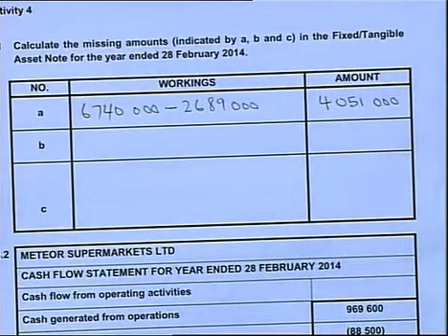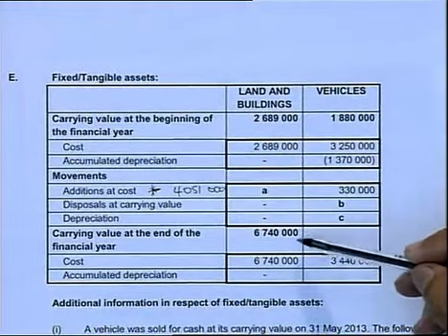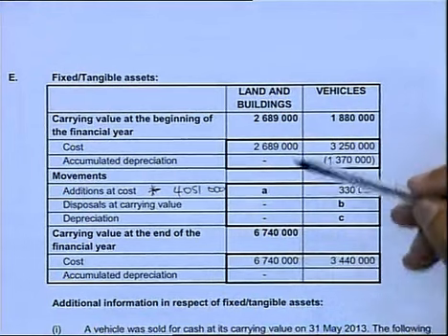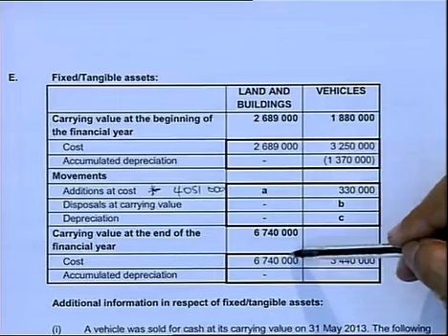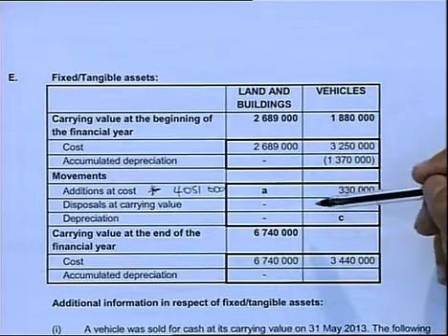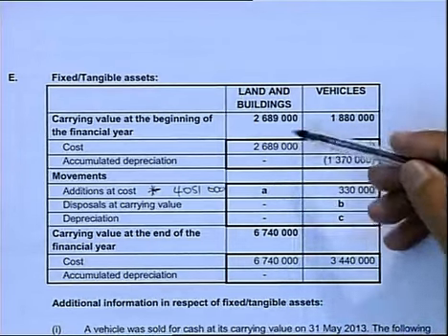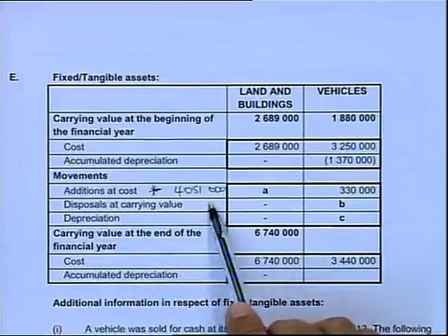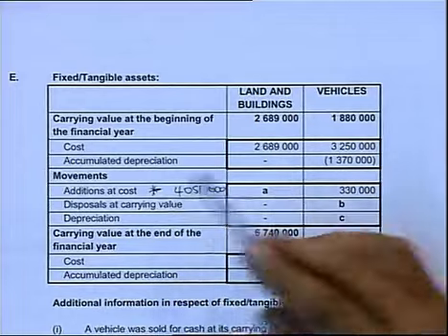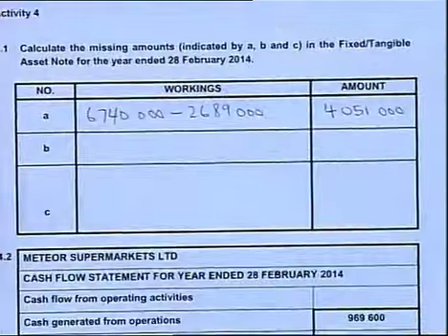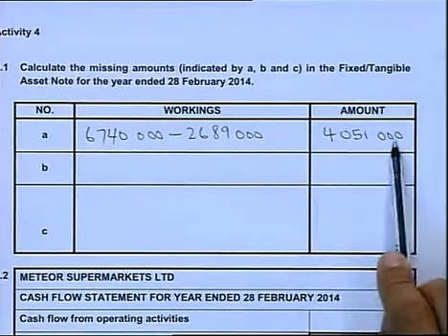Okay. That was very straightforward. All you had to do there, you just had to get the difference between the carrying value at the end of the year and the carrying value at the beginning of the year. If the carrying value has increased for land and buildings, then immediately you know that there was an addition. In the event that the carrying value has decreased from the beginning to the end of the year, then we would have sold land and buildings. But in this case, the A indicates an addition in land and buildings, and the amount is 4,051,000.